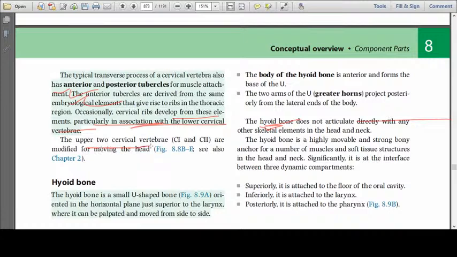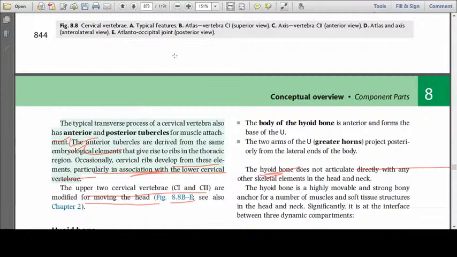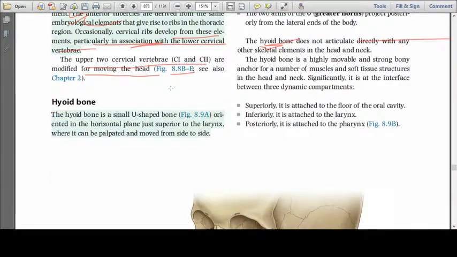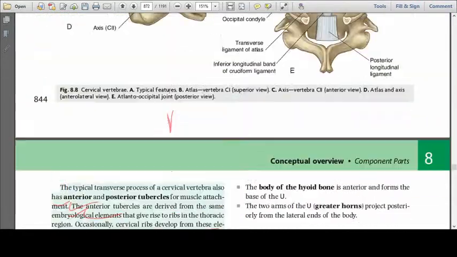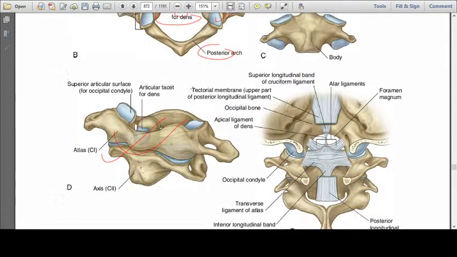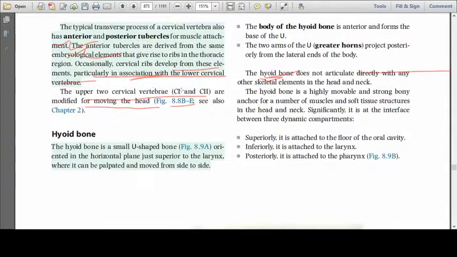The upper two cervical vertebrae, C1 and C2, are modified for moving the head. Also see chapter 2. Probably it is atlas and axis. We don't need that in that detail, but leave it.